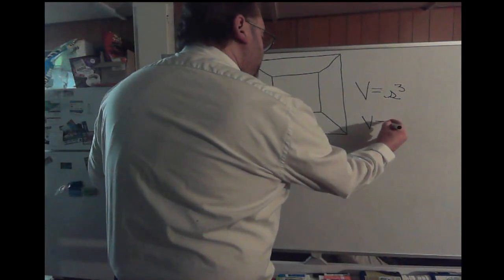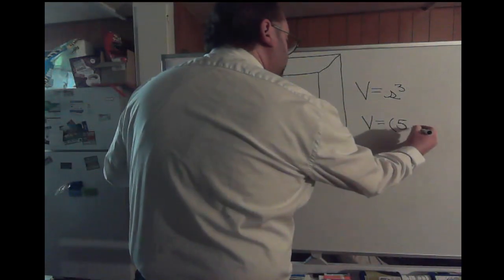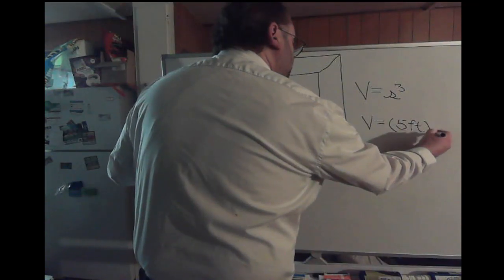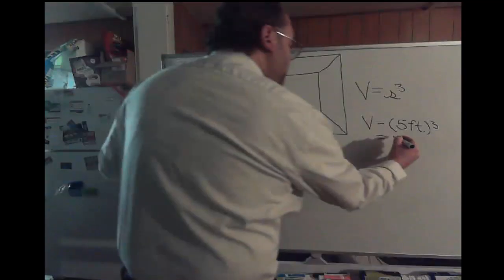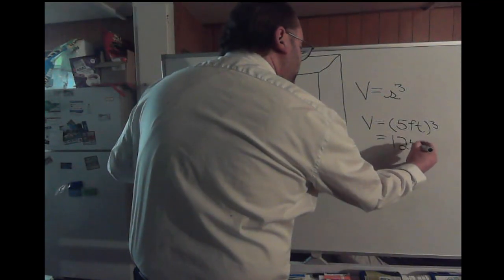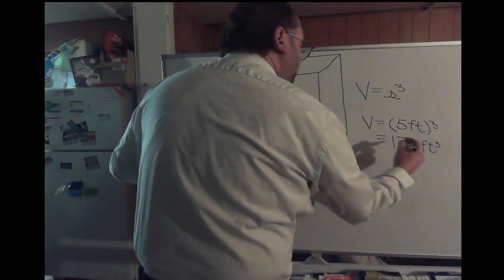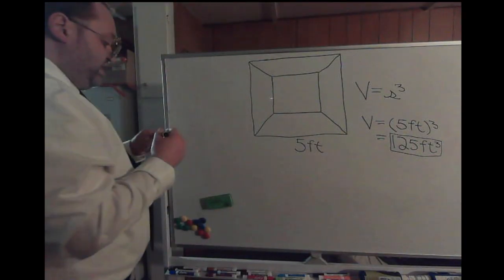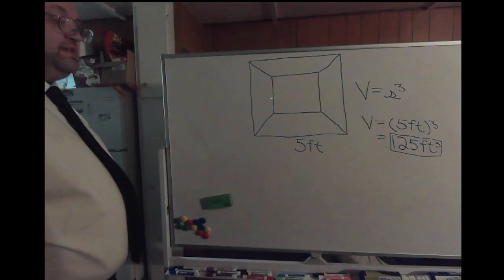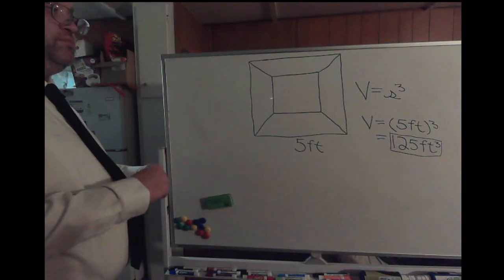So here, to find the volume, we have one of the side lengths being 5 feet. So you would take 5 feet to the third power. Well, 5 to the third power, that's 125. And the feet cubed, that would be feet to the third power, cubic feet, or feet cubed. So the volume is 125 cubic feet. And that's your units for volume, cubic feet.